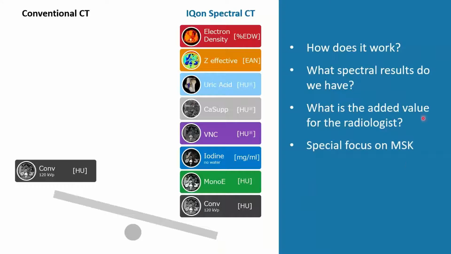So a few things that I'll talk about here, how spectral CT works, what kind of results we have a little bit more in depth, and what's the added value. So with some examples showing the added value in the clinic, and I will focus at the end, particularly on MSK, because as I mentioned, some of the reasons why CT isn't used in a lot of MSK applications can potentially be overcome with spectral CT.